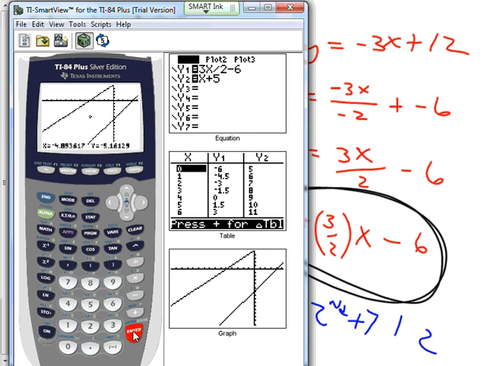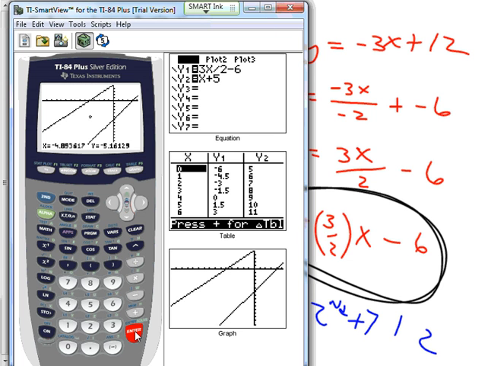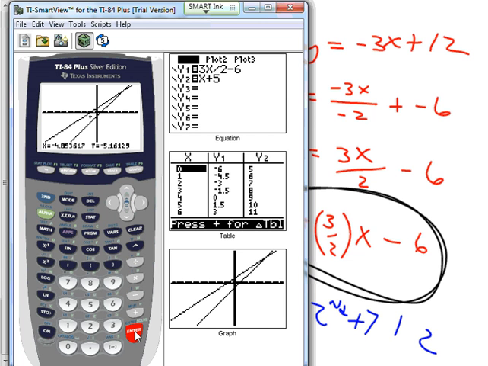Then you want to zoom out. So hit the zoom button and hit out. And you got to hit it twice. Enter, enter. I'll explain that later. And I can see that they're crossing. And now, where are they crossing? You can use the trace button to see where they're crossing. Or, there's a cool way I want to show you real quick. Above the trace, there's a thing called calculate.